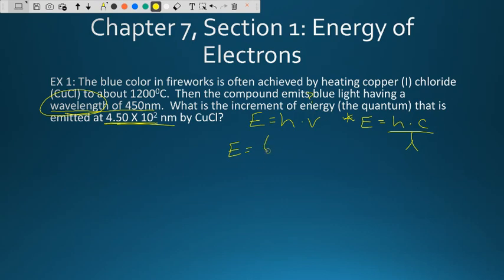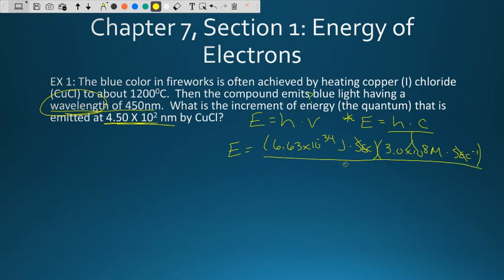The energy is going to equal Planck's constant, which is 6.63 times 10 to the negative 34th. Now, the label on there is joules per second. And we're going to multiply that by the speed of light, which is 3.0 times 10 to the 8th, and that's going to be in meters per second. And notice that I'm going to write meters per second as an inverse like this. Okay, that means meters divided by seconds, so my seconds are going to cancel out. Now, I take a look, and the wavelength that's being provided is 4.50 times 10 to the negative 7th meters.